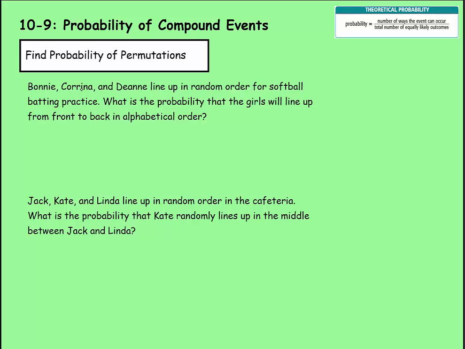It says Bonnie, Karina, and Deanne line up in random order for softball batting practice. What is the probability that the girls will line up from front to back in alphabetical order? Well, we're finding a permutation here, so order matters. So if you're finding the total number of equally likely outcomes, let's find the permutations of 3 people in order.